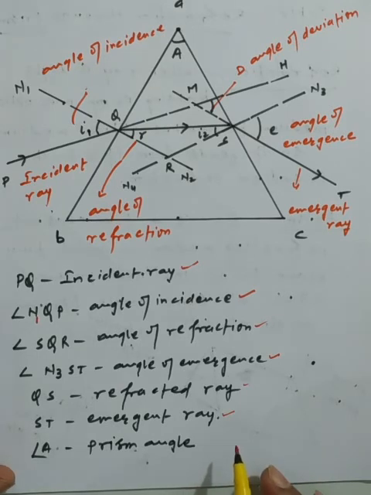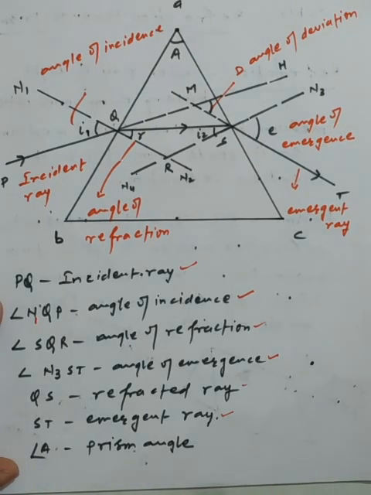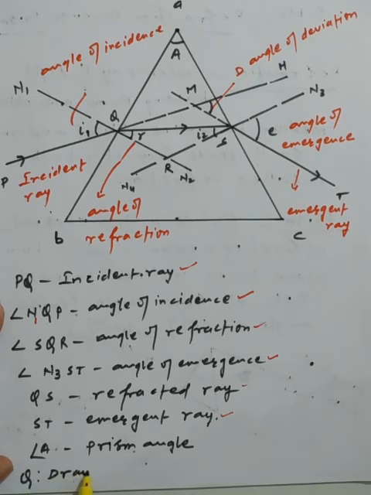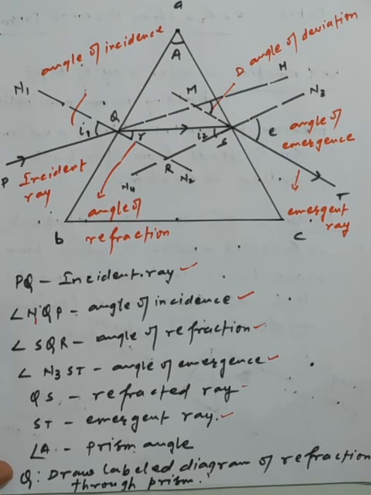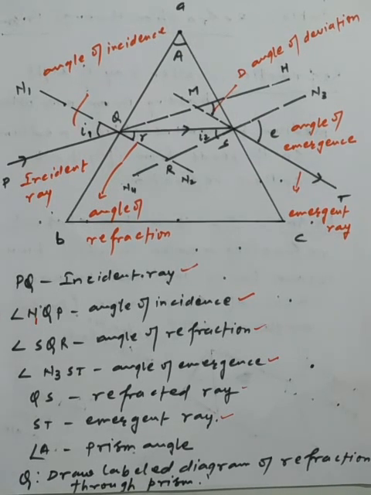So now how are we going to get a question on this topic? The simplest question we have for examination purposes: draw a labeled diagram of refraction through a prism. This is one of the exercises that comes as per the board questions.